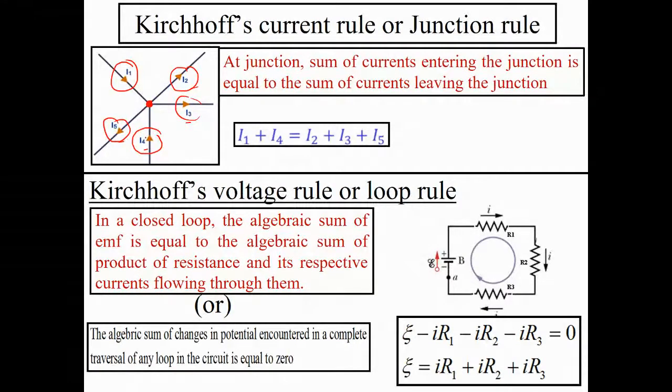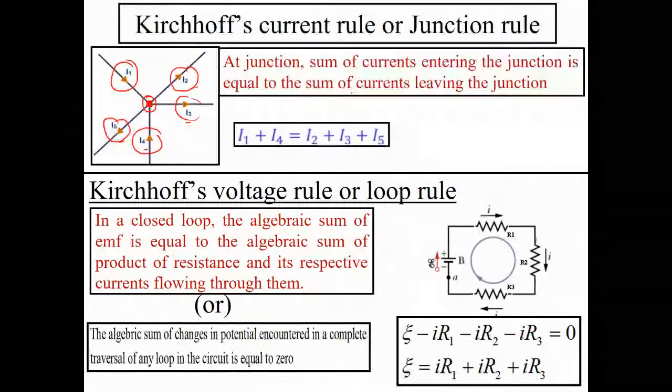That's it. When you have identified how many currents are entering and how many are leaving the junction, it will be easy to frame the equation. So how do we write it? Let's read our definition. At the junction, which junction? This is our junction. At the junction, the sum of the currents entering the junction must be equal to the sum of the currents leaving the junction.